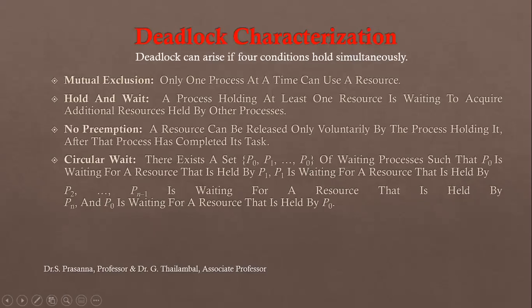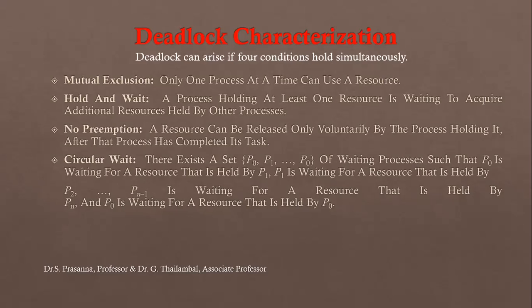Deadlock characterization. What are the characteristics that arise when a deadlock is going to occur? Mutual exclusion: only one process at a time can use a resource. So only after that process is completed can the other process use the resource. Hold and wait: a process holding at least one resource is waiting to acquire additional resources held by another process. In this situation also, deadlock arises.